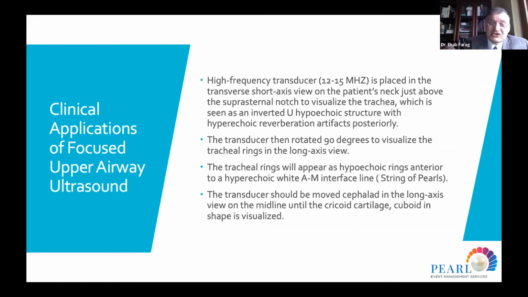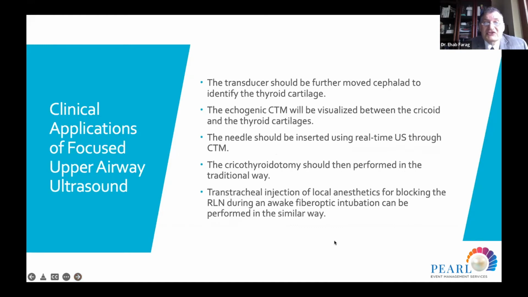Transducer should be moved cephalad in the long axis to view in the midline until the cricoid cartilage, cuboid in shape, is visualized. Transducer is then further moved cephalad to identify the thyroid cartilage. The echogenic CTM will be visualized between the cricoid and the thyroid. Needle should be inserted using real-time ultrasound. Cricothyroidotomy should be performed after that in the traditional way. Also, I can use it for the transtracheal injection of the local anesthetic for blocking the recurrent laryngeal nerve during awake fiberoptic intubation.